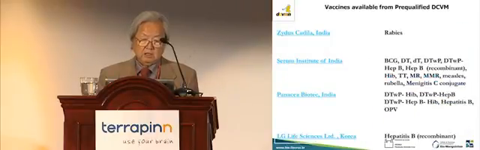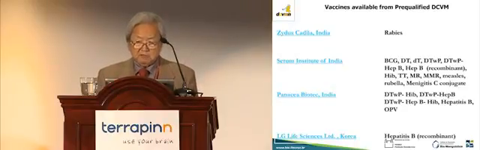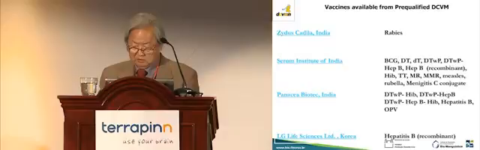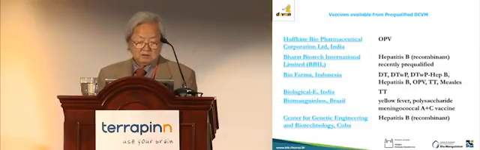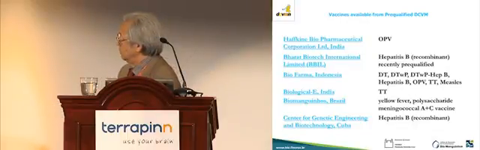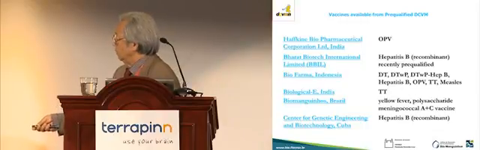And here we have the manufacturers which are pre-qualified by WHO, and the different vaccines they provide to the United Nations agencies. As I said, there are 10 different manufacturers. We are there.